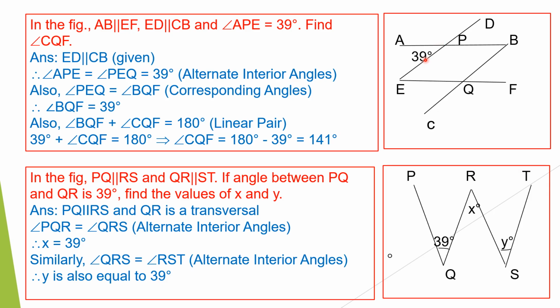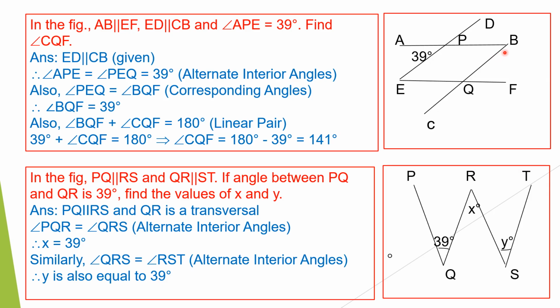And another thing, if this is 39, this is 39 because they are alternate interior angles. We are continuing that way only. So we got this angle to be 39 degrees. If this angle is 39, this is also 39, corresponding angles.